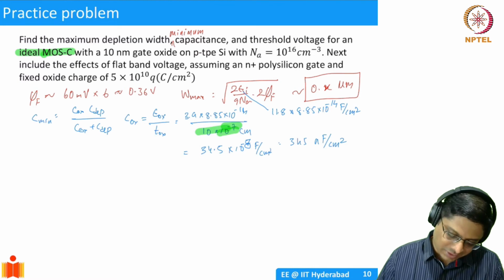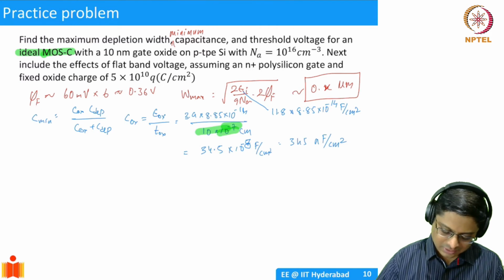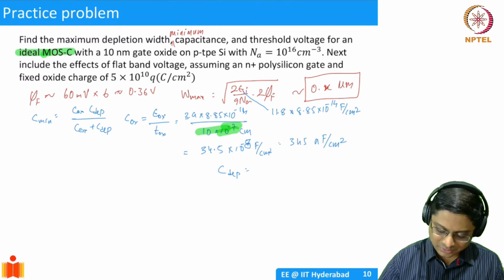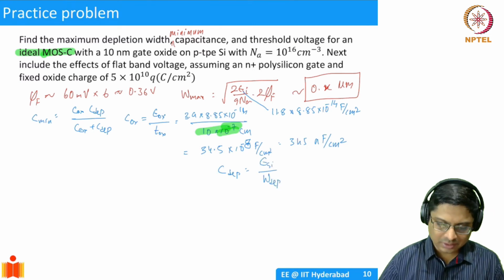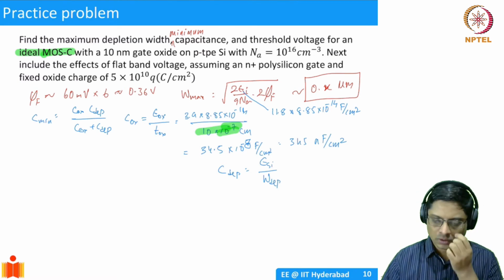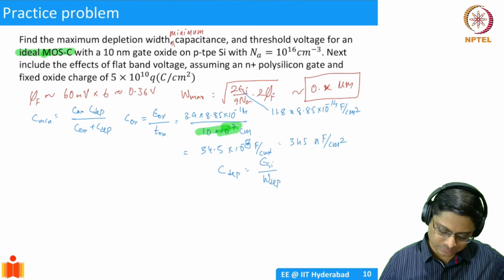So once you know this, of course, you know C depletion. Well, plug and chug again. I'm trying to put everything in this. C depletion is equal to epsilon silicon divided by width of depletion. So you calculate how much this is going to be. I'll leave it to you.